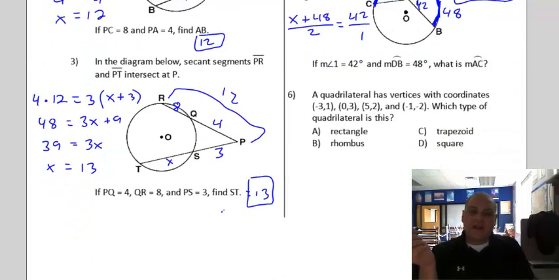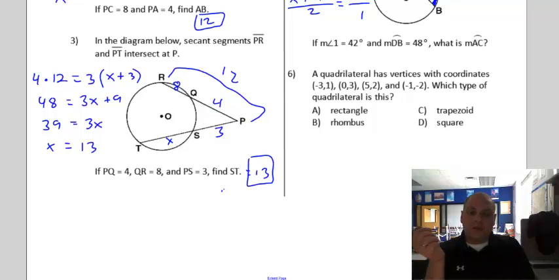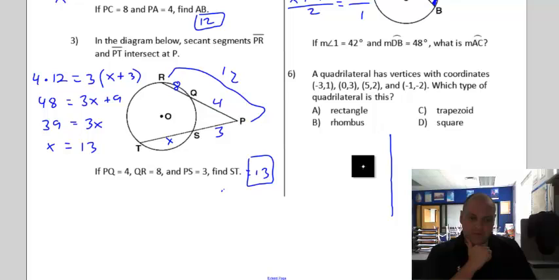Now, this next one here, I really should have provided a graph for this one. So if you didn't get it, maybe you're waiting for the video. So I'm just going to kind of graph this out. There is 1 point, and then (0, 3) is right there. And then (5, 2).